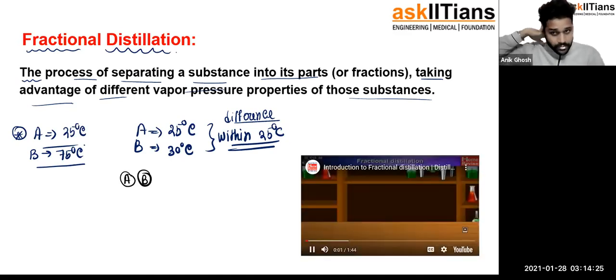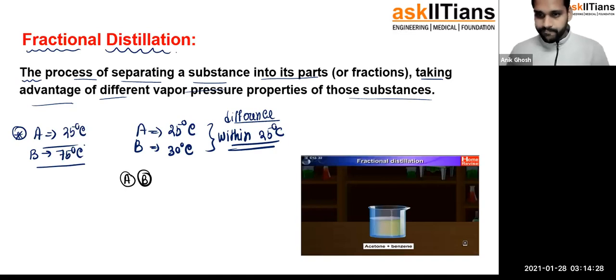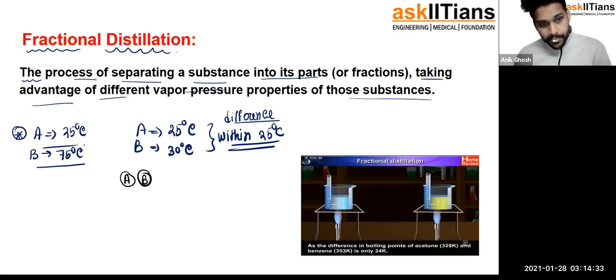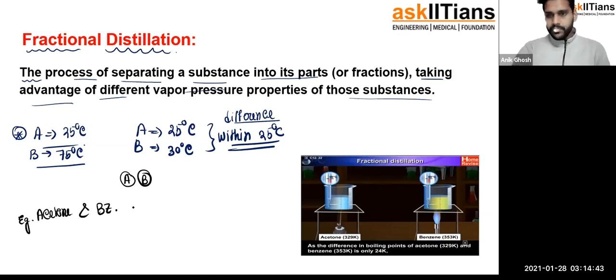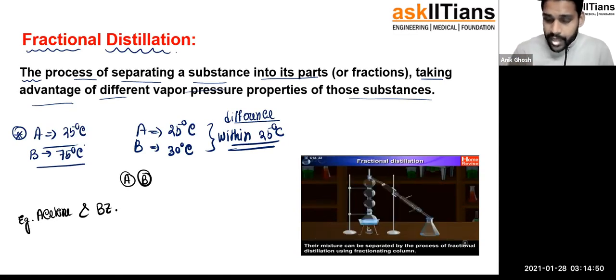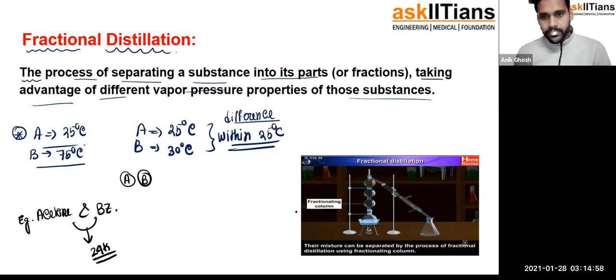Let's take an example. This time they're taking an example of acetone and benzene. So 24 Kelvin, isn't it? Acetone and benzene have a difference of 24 Kelvin. What would happen if I just mix acetone and benzene, or if I just heat it?